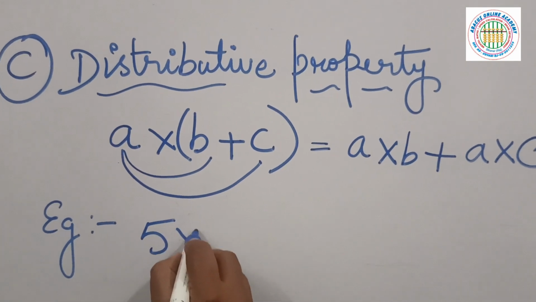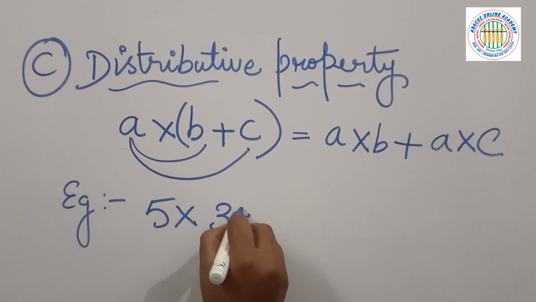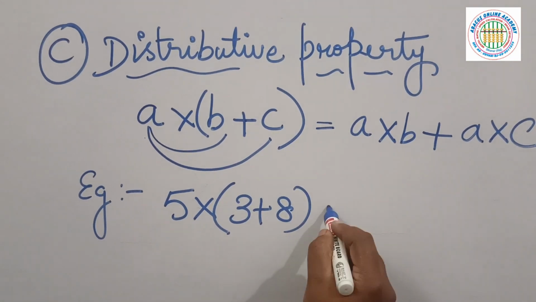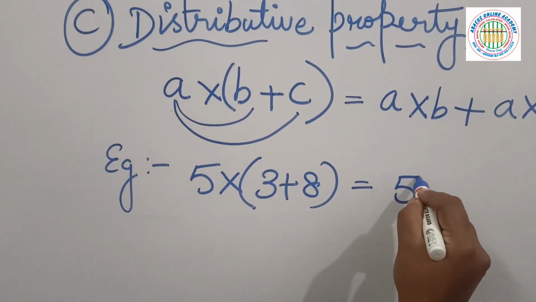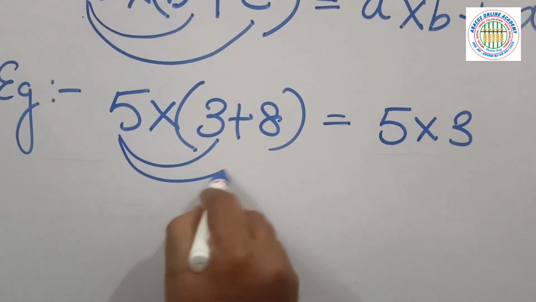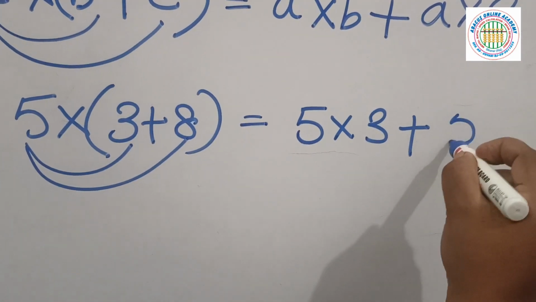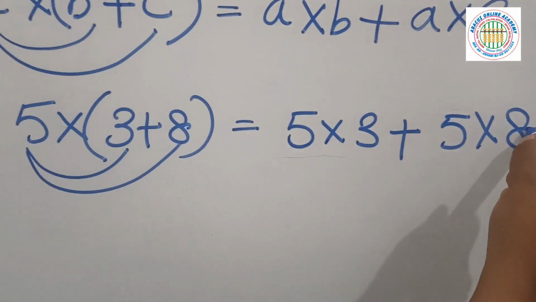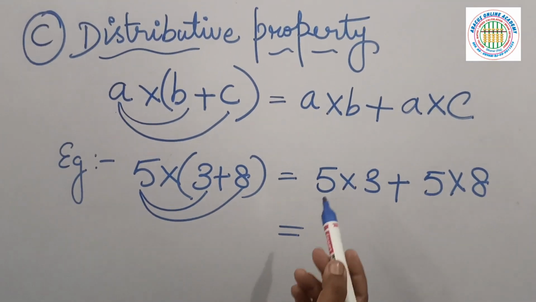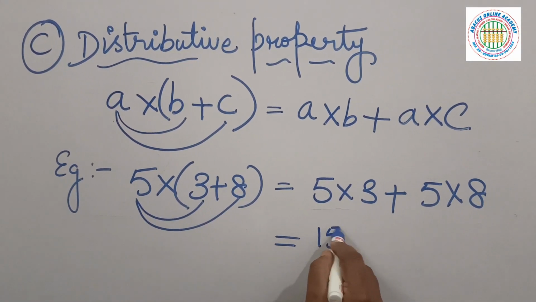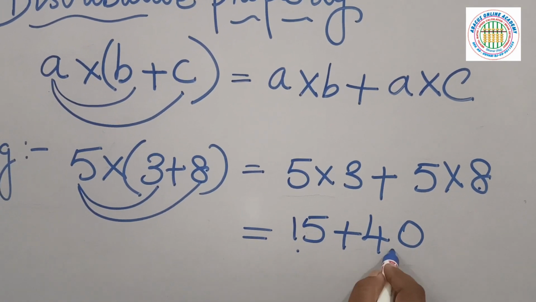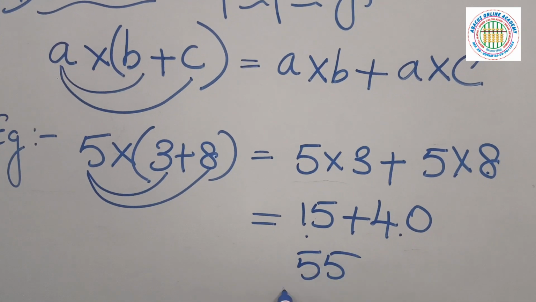We'll give you an example. 5 multiplied by 3 plus 8. Okay, put this into bracket. So how will we solve this here? So 5 into 3, then plus 5 into 8. We are distributing this. Okay, so if you have to solve, this is distributive property. Okay, if you get a question like this, so 5 3s are 15 plus 8 5s are 40. So 15 plus 40 is 55.